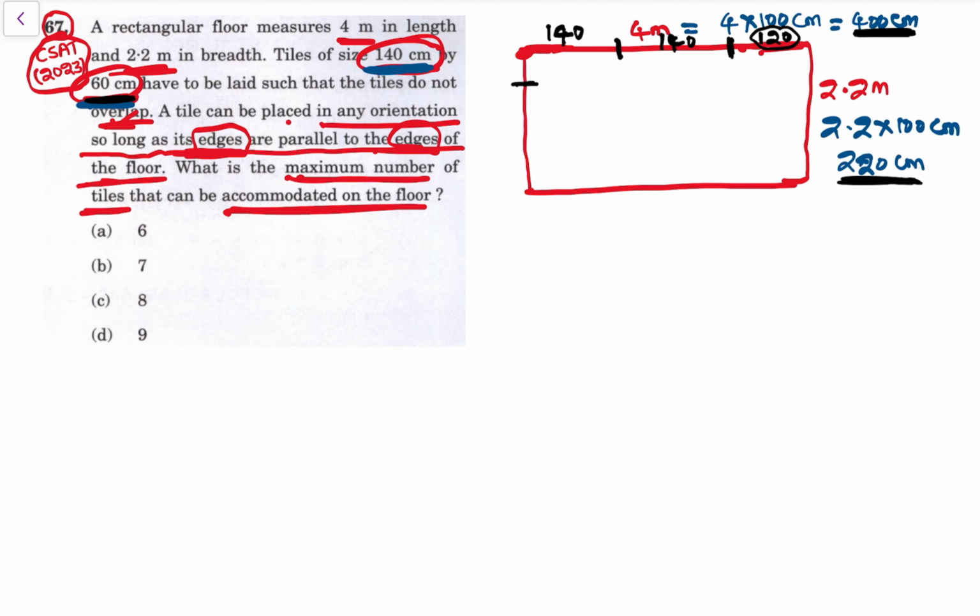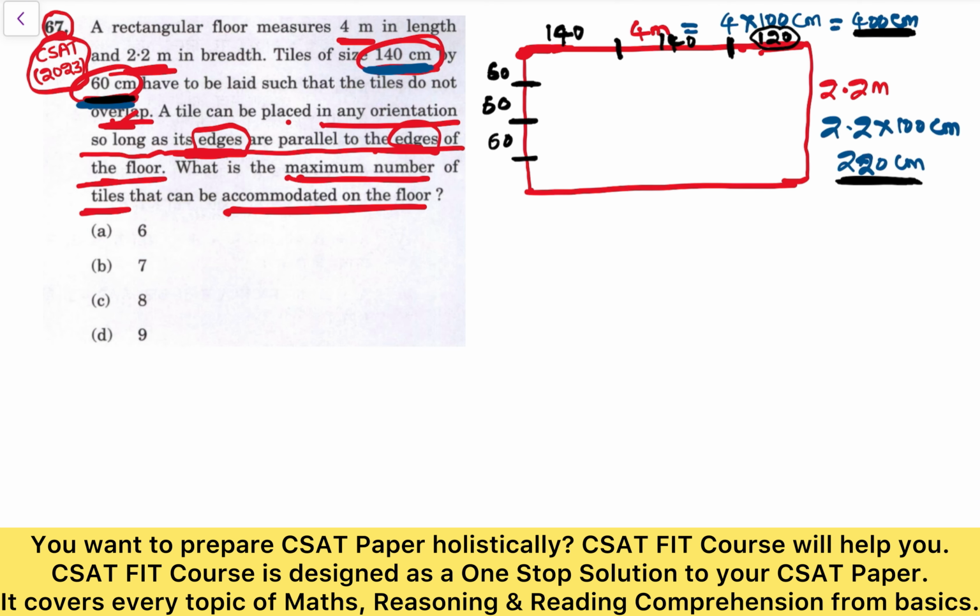Here again, this is 60, and again this is 60, and this is 60. So this is 60, 60, 60, that is 180 already. Remaining is 220 minus 180, so that will be 40 centimeters. So that means here one tile of 140 can be placed like this, and a second tile, 140, 60, 140, and a third tile of 60 we cannot place here, because this is 40 centimeters and it cannot overlap. So this is the first tile, this is second, and this is third.